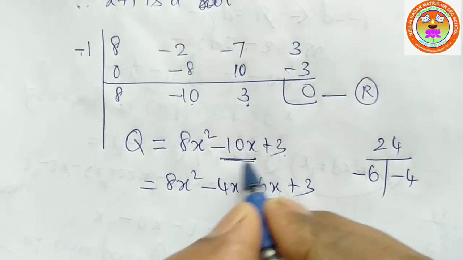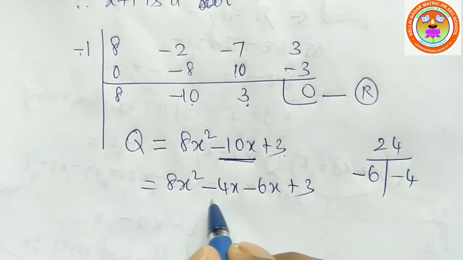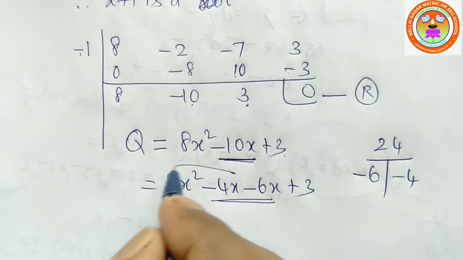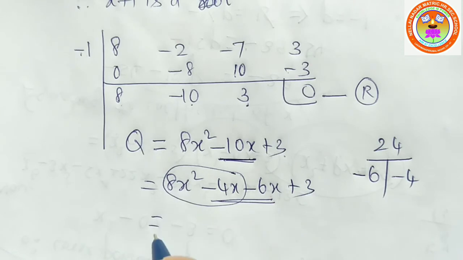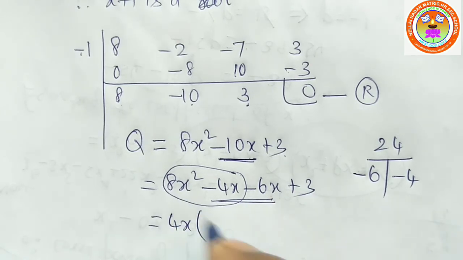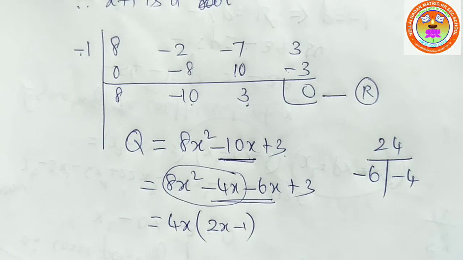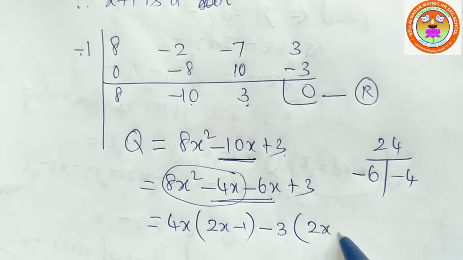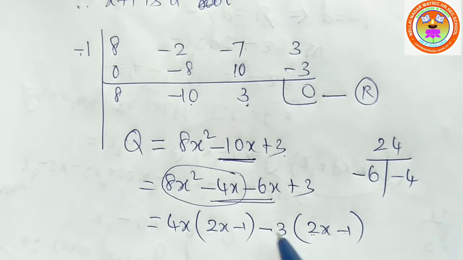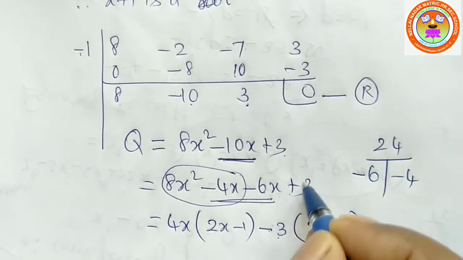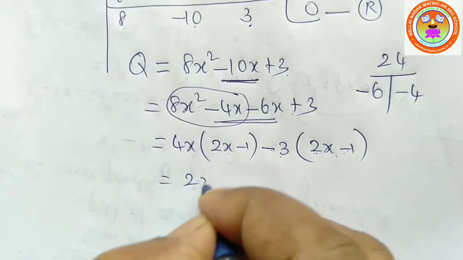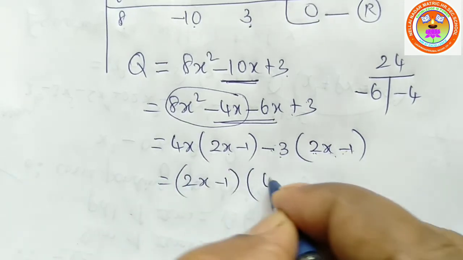See, the middle term minus 10x can be split into two, that is minus 4x minus 6x. If we take 4x outside from these two terms, what is remaining? 2x minus 1. Likewise, from these two, if we take minus 3 outside, it will become 2x minus 1. See, minus 3 into 2x is minus 6x, minus 3 into minus 1, minus into minus plus, is plus 3. Both are the same, right? So here 2x minus 1, 2x minus 1 is common. If we take 2x minus 1 outside, what is remaining? 4x minus 3.